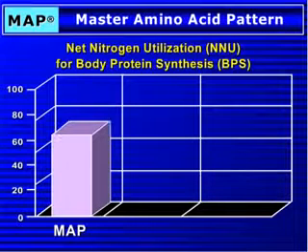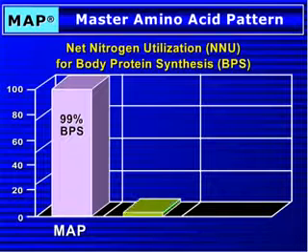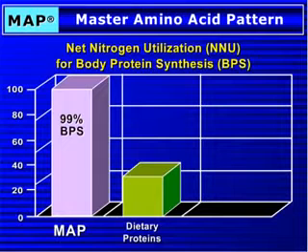MAP provides a 99% net nitrogen utilization, or NNU. This means that 99% of MAP's constituent amino acids act as precursors of body protein synthesis, or BPS, to become body's constituent proteins. By comparison, the most nutritious dietary proteins, such as meat, fish, or poultry, provide an average of 32% NNU. Consequently, only 32% of their constituent amino acids can act as precursors of BPS.